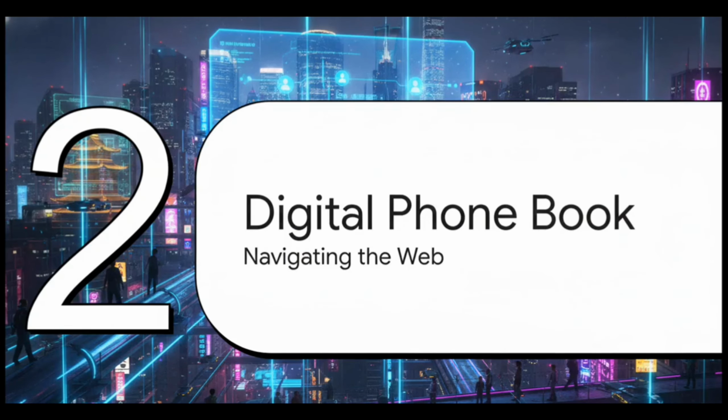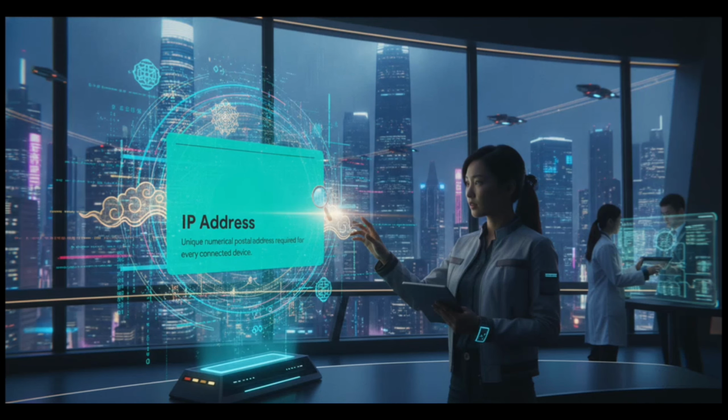Section 2, the digital phone book. Now, when you want to visit a website, you type in a name. But here's the secret. Computers do not speak in human names. They speak exclusively in numbers. So this means every single destination and honestly every single device connected to the global network needs a strict, unique postal code. We call this an IP address. It's the numerical address required to locate absolutely anything in the digital world. Without an IP address, the network simply wouldn't know where to send your data.